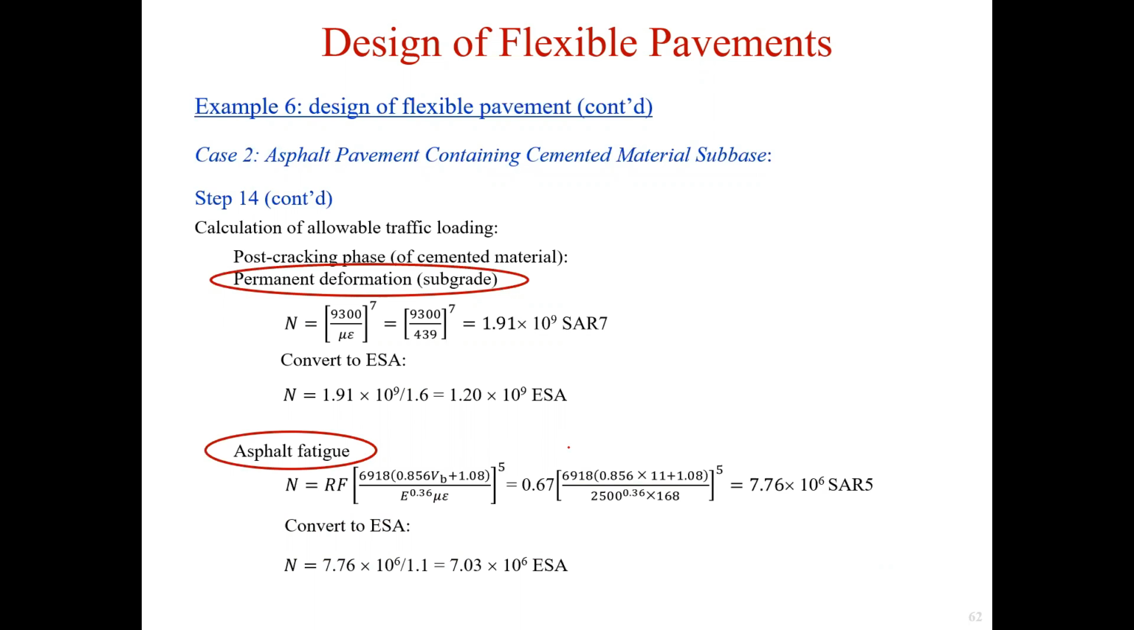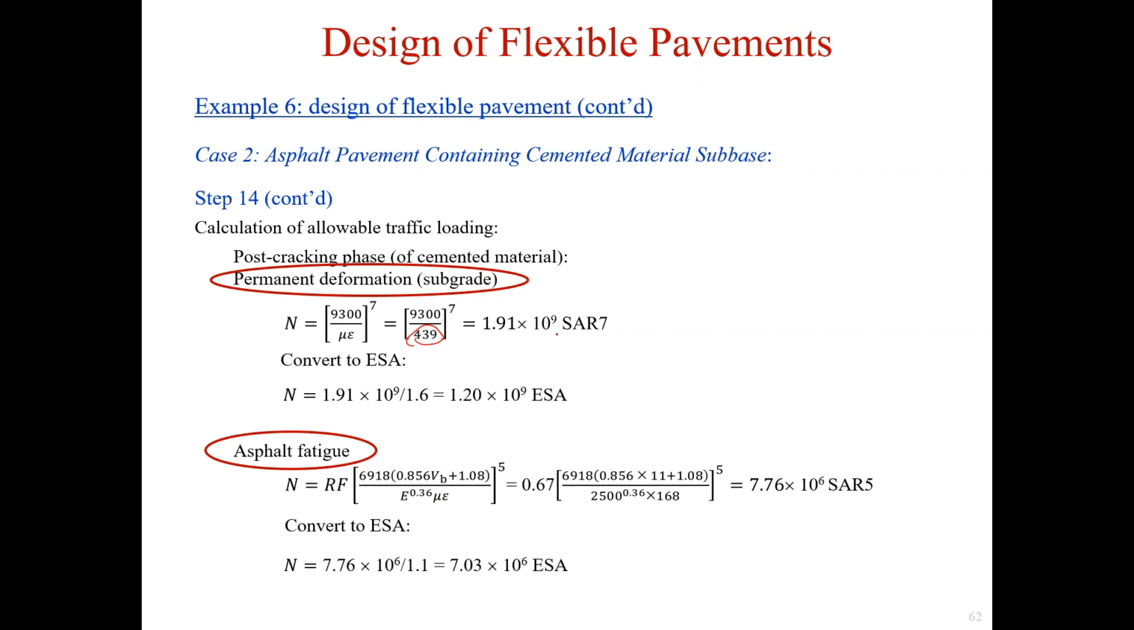The previous slides are the calculation of the allowable traffic loading for the pre-cracking phase. Now we need to calculate allowable traffic loading for the post-cracking phase. The formulas for subgrade permanent deformation and asphalt fatigue are the same as before, and we only need to replace the pre-cracking maximum strength by the post-cracking maximum strength. The units of the calculated allowable loadings are then converted to ESA.